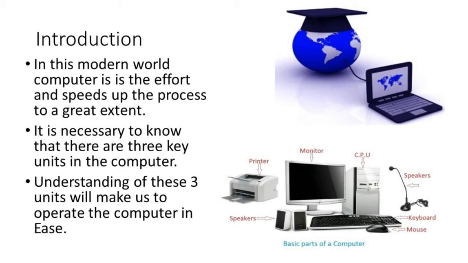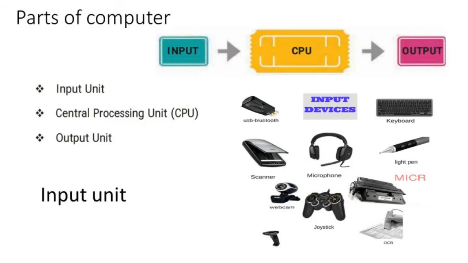To start, it is necessary to note that there are three key units in the computer. Understanding of these three units will make us operate a computer with ease. In this section, let us learn what the three units are, and what the functions of each of these units are. Come, let's enter into the lesson. Parts of a computer: input unit, central processing unit, that is CPU, and output unit are the parts of the computer. First, you are going to learn the input unit.